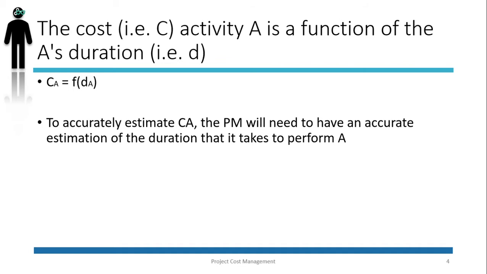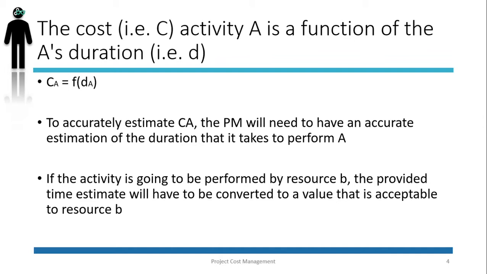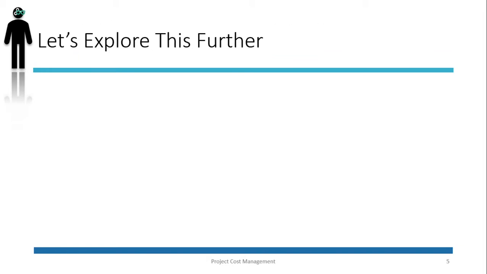While there are a few ways to estimate the duration of activity A, all of these techniques will be based on inputs from subject matter experts, or SMEs. SMEs' input will only be useful if the person providing the estimate is the same person who is performing the task. If the activity is going to be performed by another resource, the provided time estimate will have to be converted to a value that would be acceptable by the actual resource who is going to do the task. Let's explore this concept a bit further.